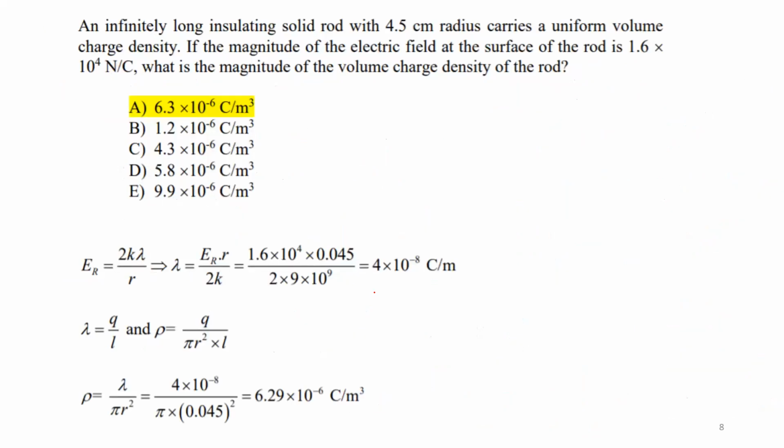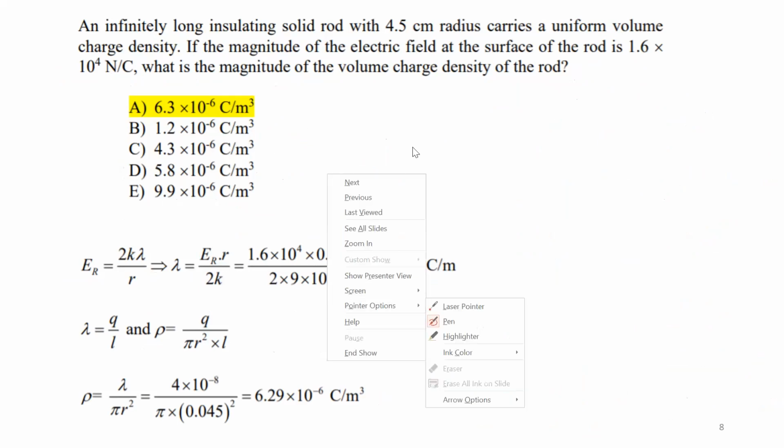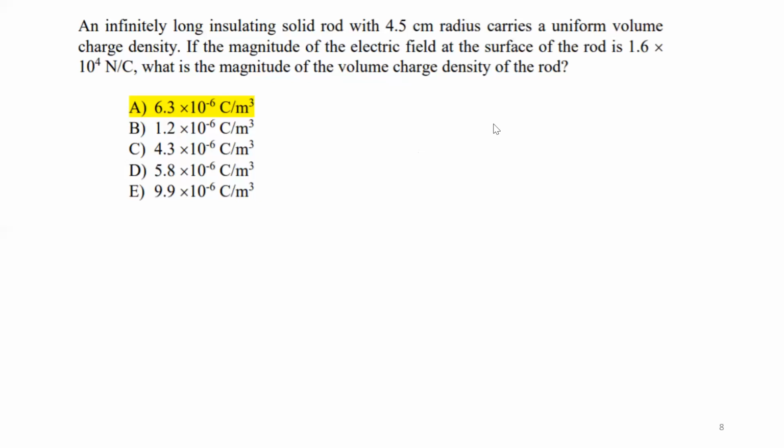Oh yes, here it is. Now let's solve this problem. Yes, so talking about that, here we have exactly what I was talking about. So I have an infinitely long insulating solid rod, meaning insulating cylinder. It's infinitely long, and I give you the radius. And it carries a uniform volume charge density rho. This is what I was talking about.